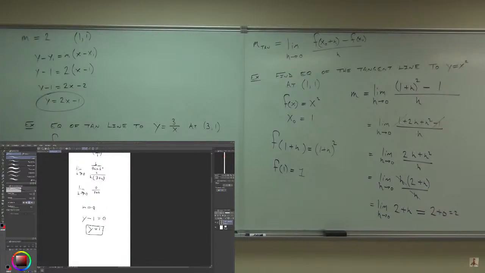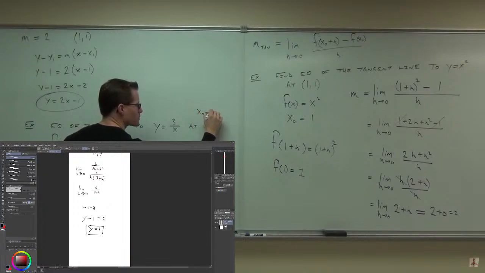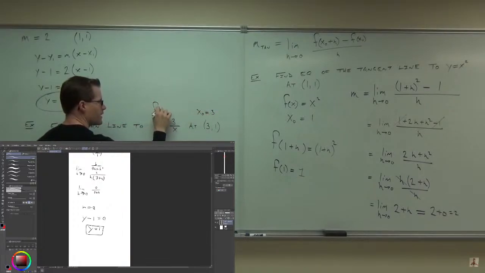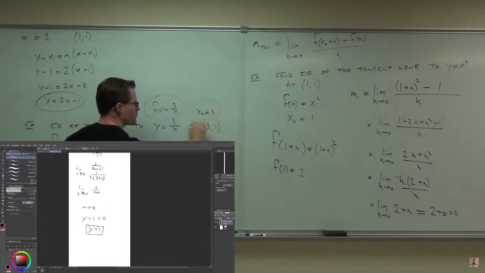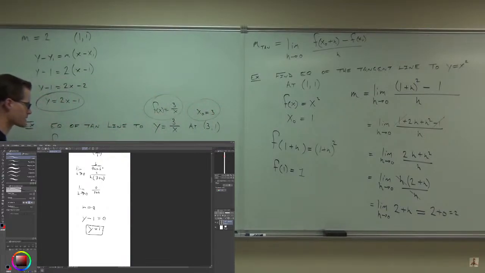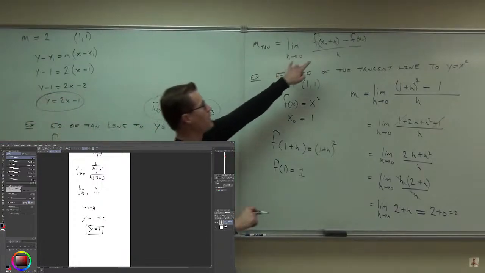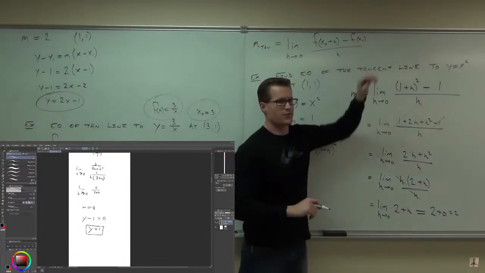I'll write up here. x sub 0 equals 3. f of x equals 3 over x. That's always our first step. Find x sub 0 and find your f of x. But now what I'd like you to do in the last few seconds here, find f of 3 plus h, find f of 3. That will take care of your x sub 0 plus h and your f of x sub 0.